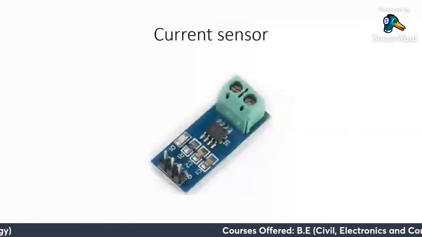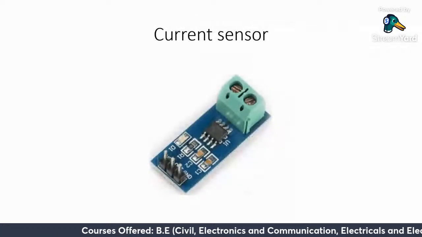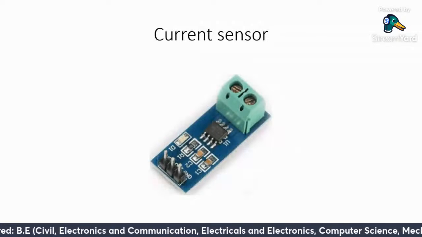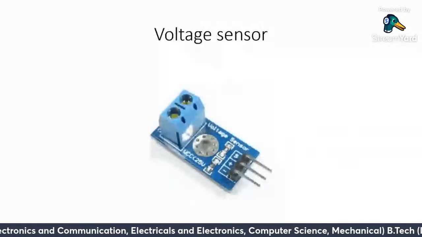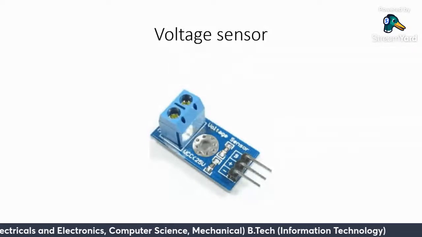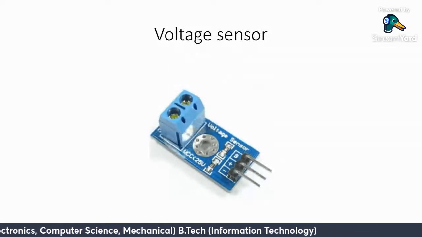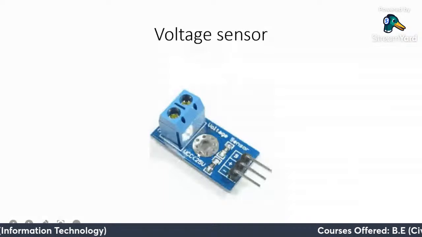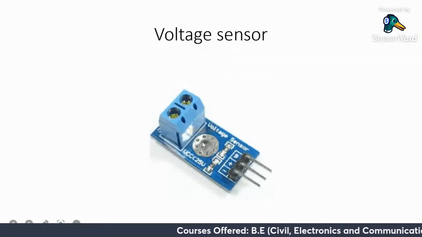And this one is the current sensor for measuring the current. It should be connected in series to make any use. Next, this one is the voltage sensor. It should be connected in parallel across the load, so that we can get the voltage. We can't measure the voltage by means of the current sensor, but by using these sensors, we can work with predefined values.